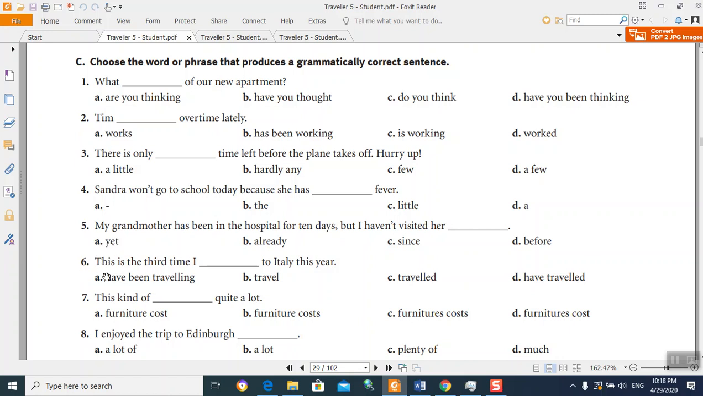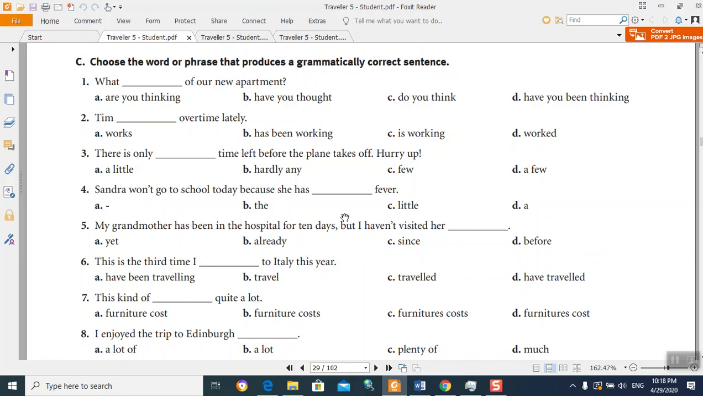Number 6. This is the third time. If you look here, it is superlative. Do you remember when we mentioned the word superlative? We use it with the present perfect simple. So which tense is the present perfect of these? It is D. Have traveled.